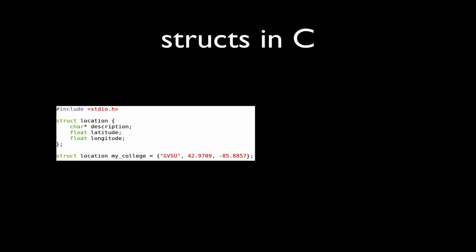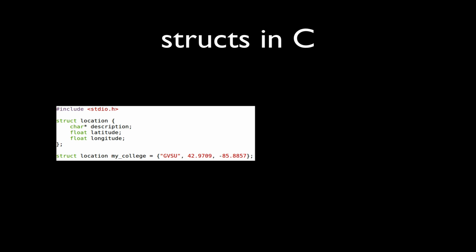In what follows, I've actually defined a variable of type location. The variable is called my_college, and I've even set an initializer to it, which you'll notice looks an awful lot like the array initializers that we've already encountered. So in this case, I'm specifying that the string pointer description points at a string GVSU. The latitude variable will be assigned 42.9709, and the longitude variable will be assigned -85.8857.